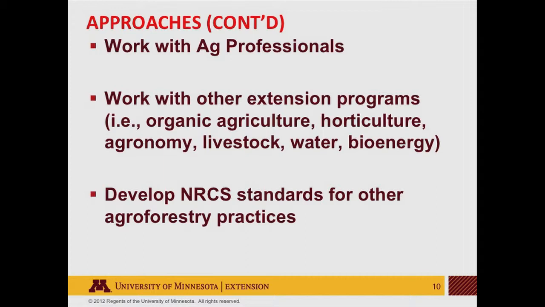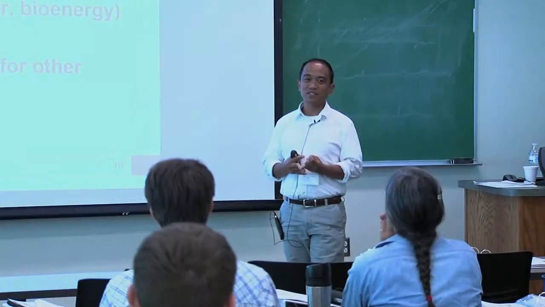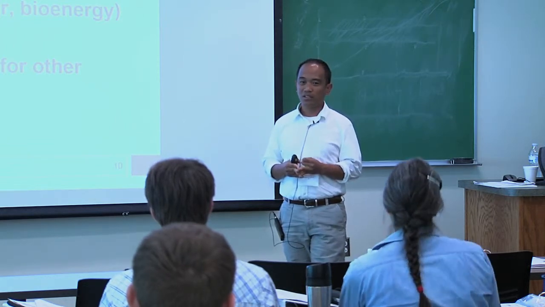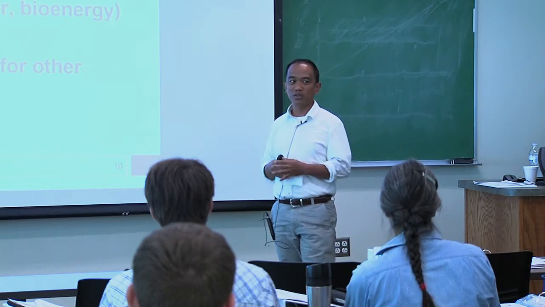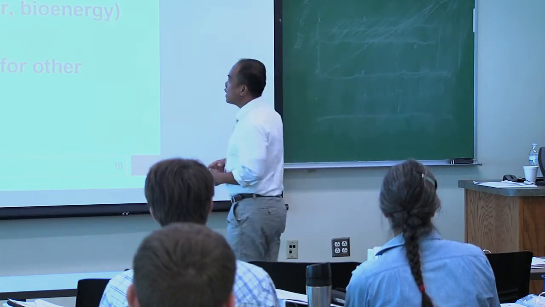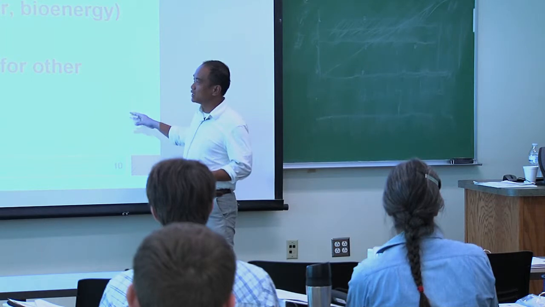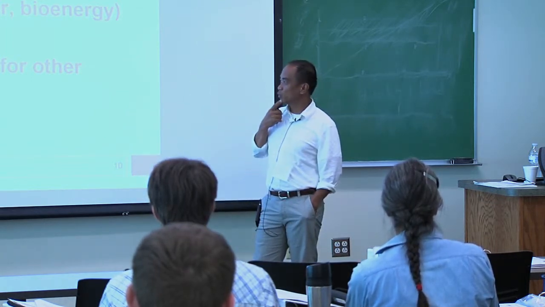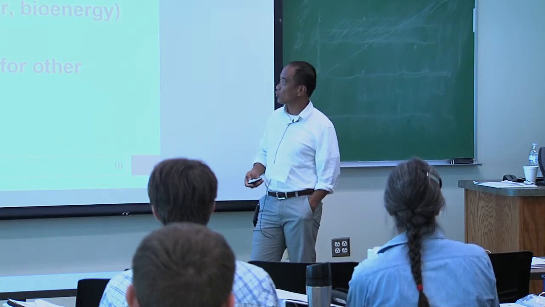Then we need to develop NRCS standards for other agroforestry practices. I recognize that some states possibly have all 5 agroforestry standards, but not Minnesota. In Minnesota, we only have the windbreak system and riparian buffer system. So we don't have a standard on silvopasture or alley cropping systems. So I see the need to develop those kinds of standards so that we would be able to promote agroforestry in the landscape as well.